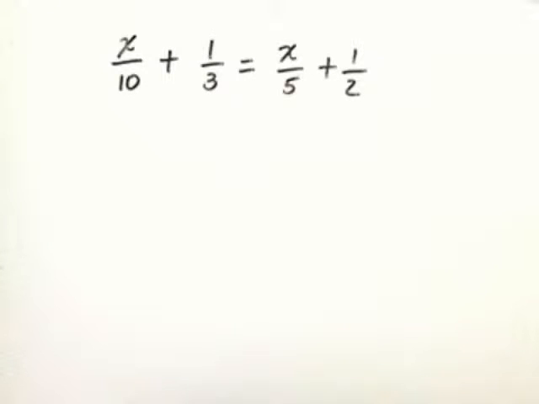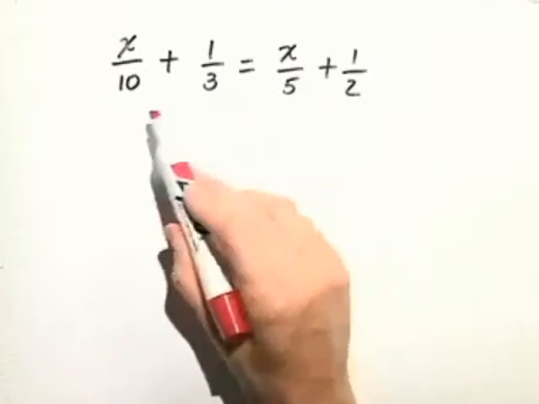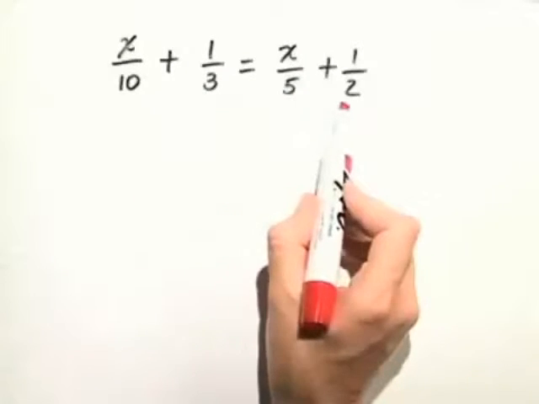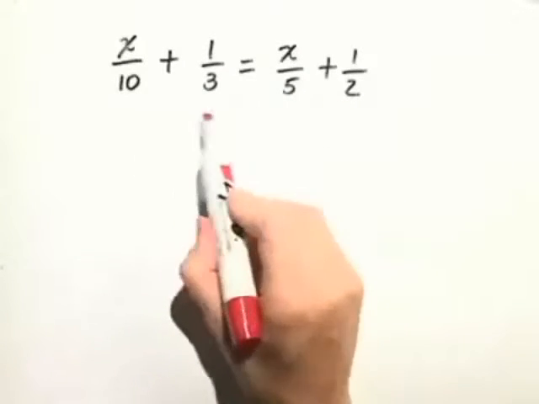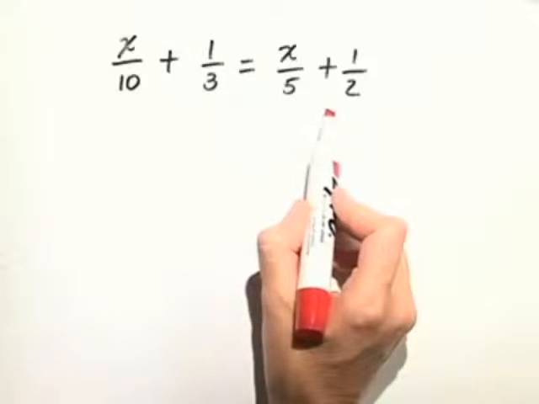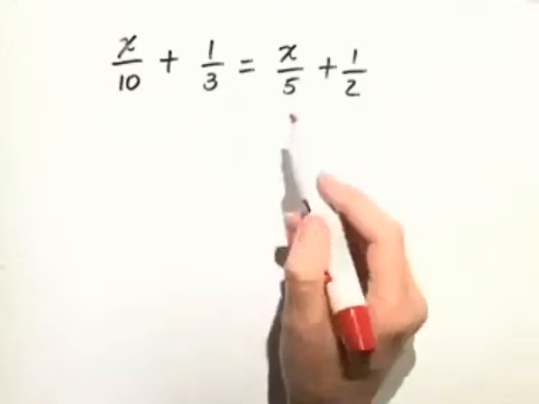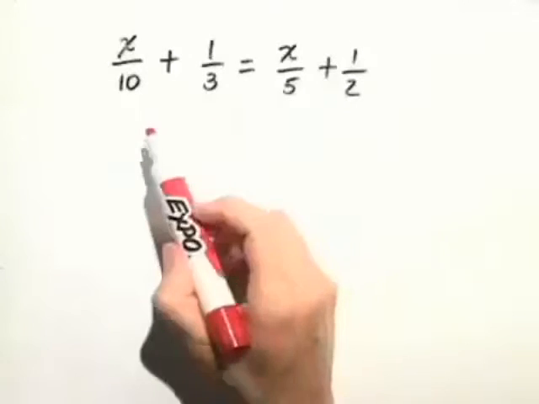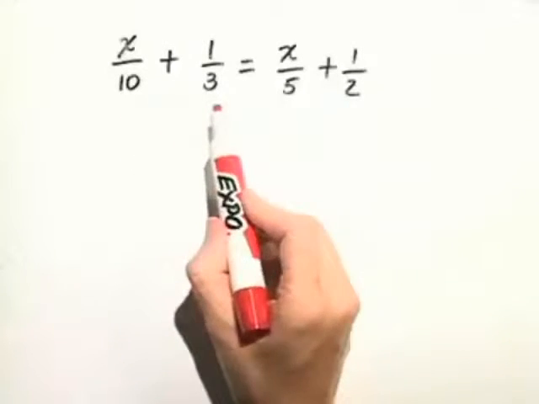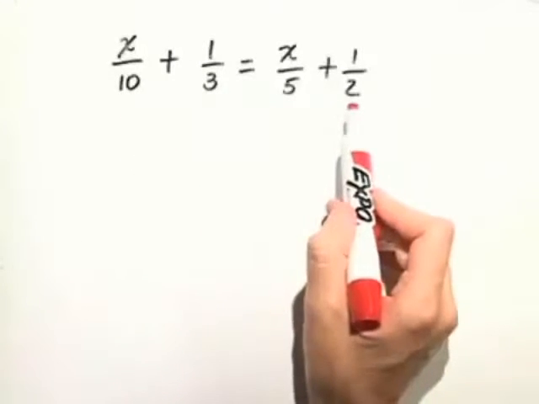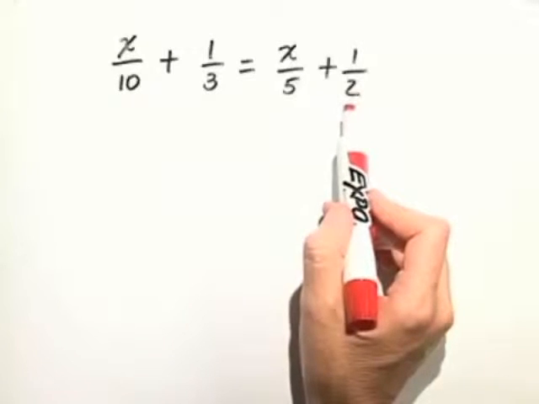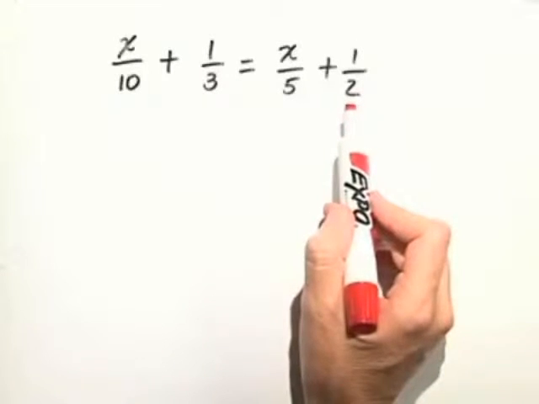We have an equation with fractions, and the nice thing about this is that if we look at the denominators, we can choose a number that all of these numbers go into in such a way that it'll clear the fractions in one step. So let's look at these numbers. We have 10, 3, 5, and 2. All of those numbers go into 30 evenly.